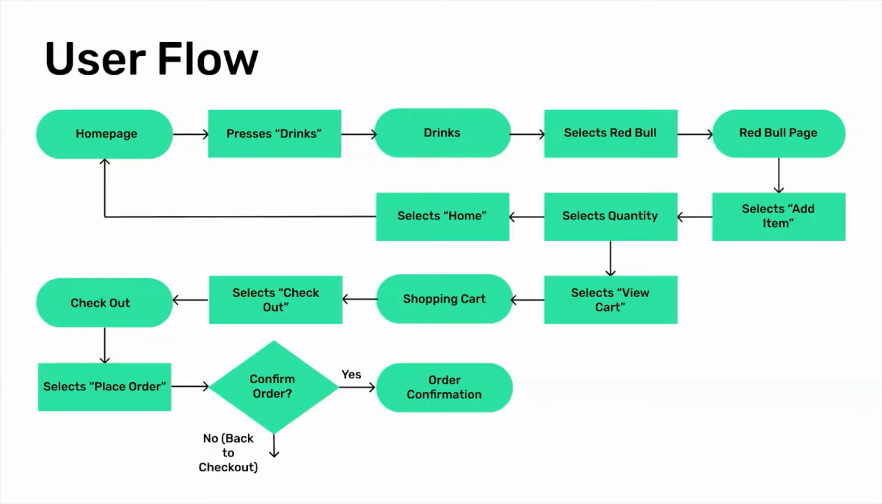So he's already gone through the onboarding process. When he opens the app, he's brought directly to the home page. He presses drinks, and then he's brought to the drinks page. Then he selects Red Bull. He's brought to the Red Bull page, and then he selects add item. He can alter the quantity of Red Bull he'd like to buy. At this point, he can either go back to the home page and perhaps buy some other items, or he can go directly to his cart and place his order.